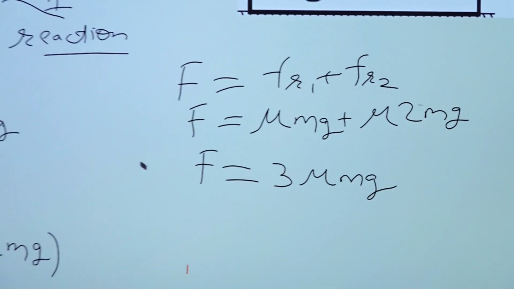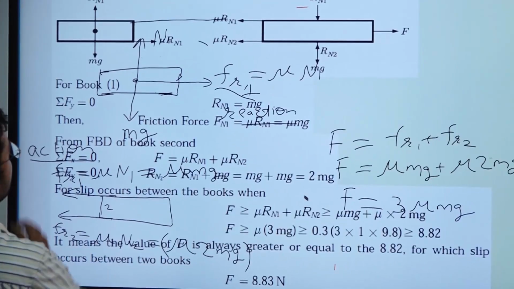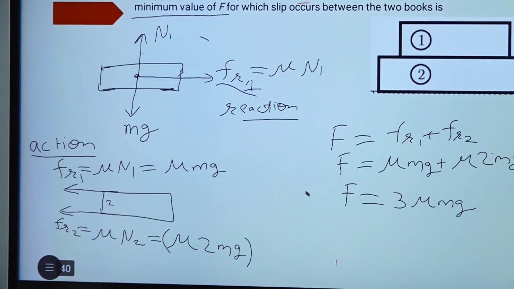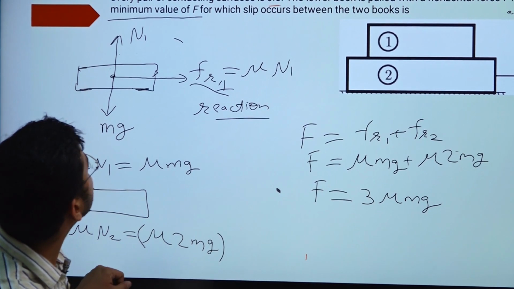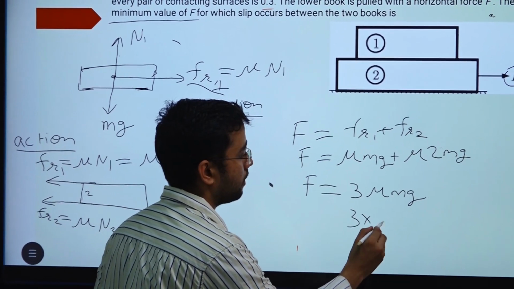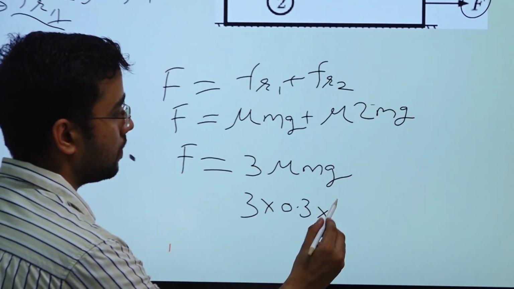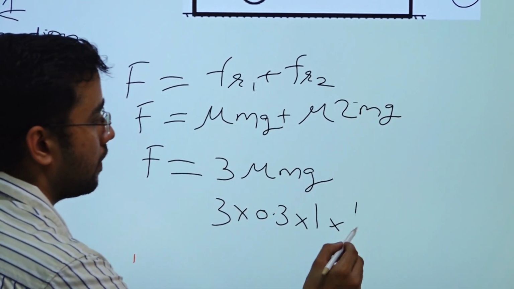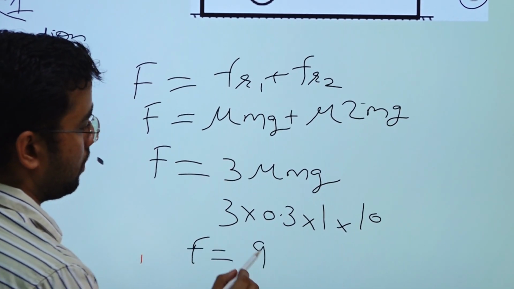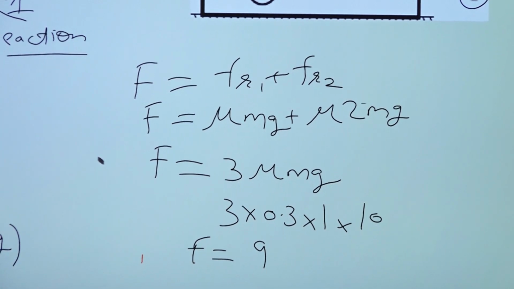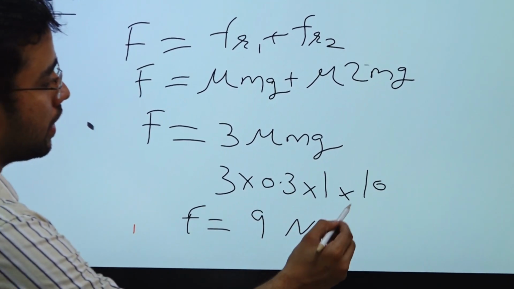Okay then. Let us move to next slide. So in this slide, I have already solved the problem. Okay, after putting the values, suppose mu is 0.3. What is m? Mass 1 kilogram. What is g? 10. So around 9, answer will come around 9. So if you put g is equal to 9.8, it will be coming around 8.99.